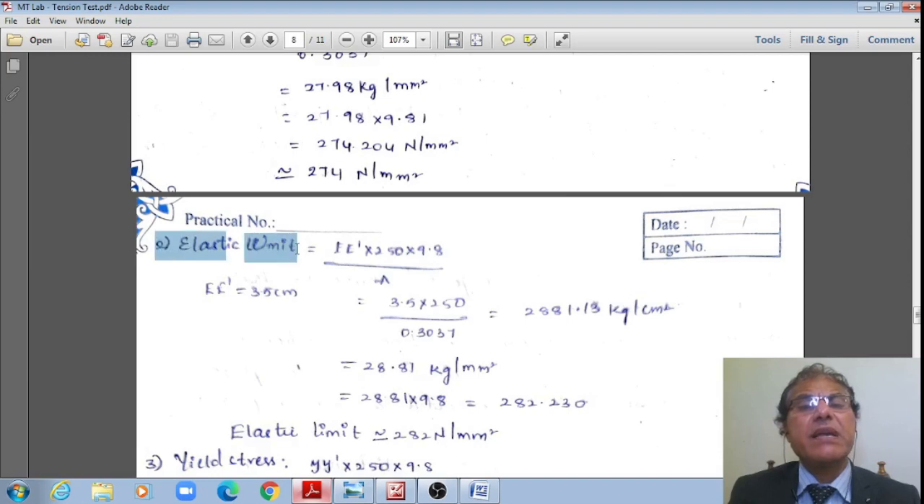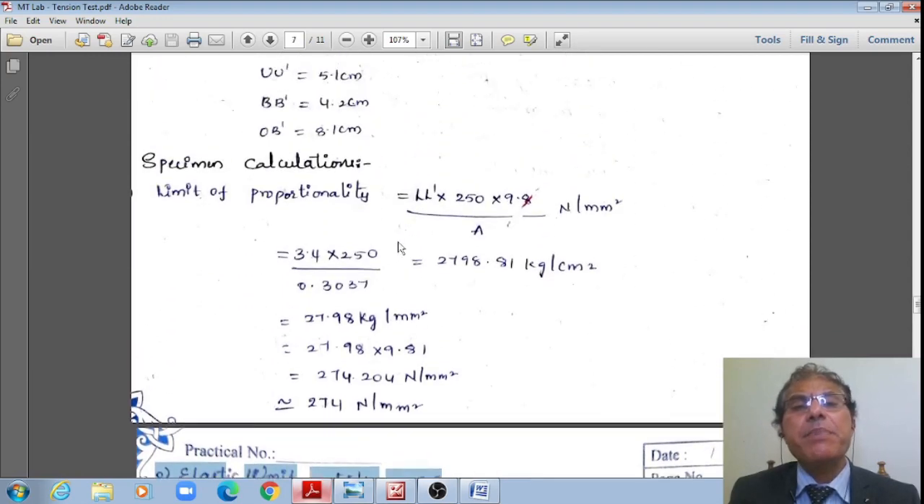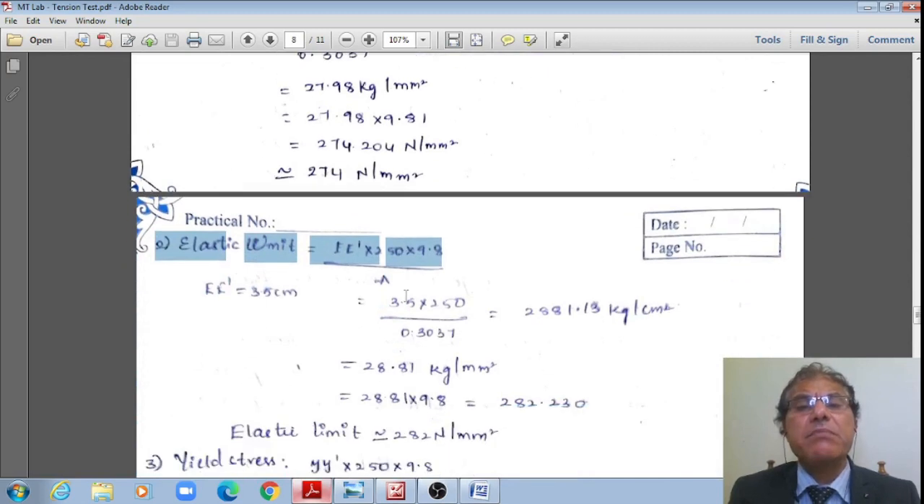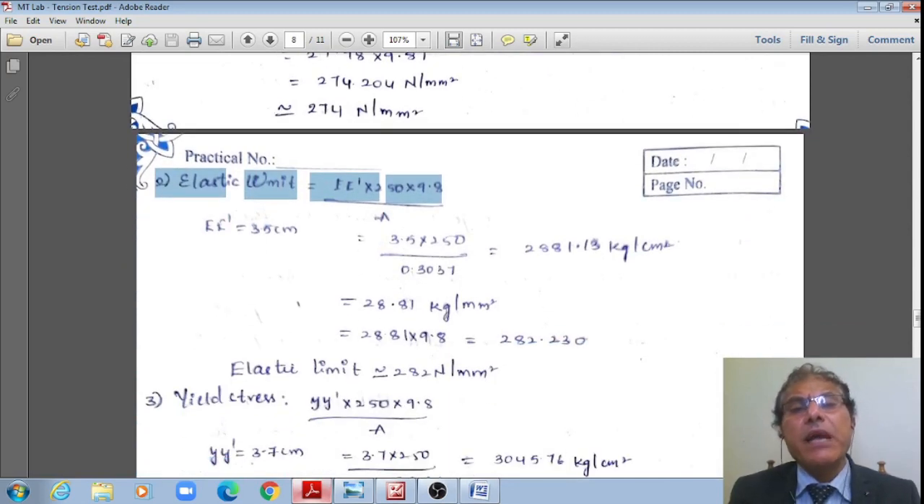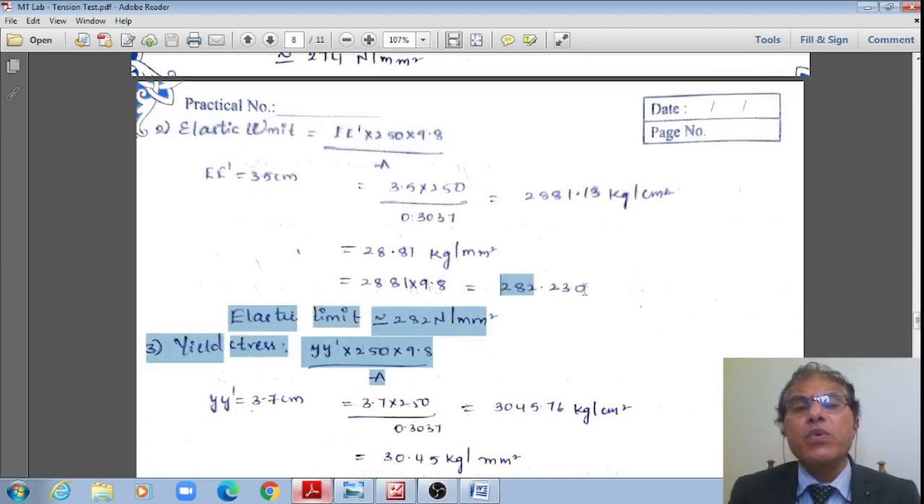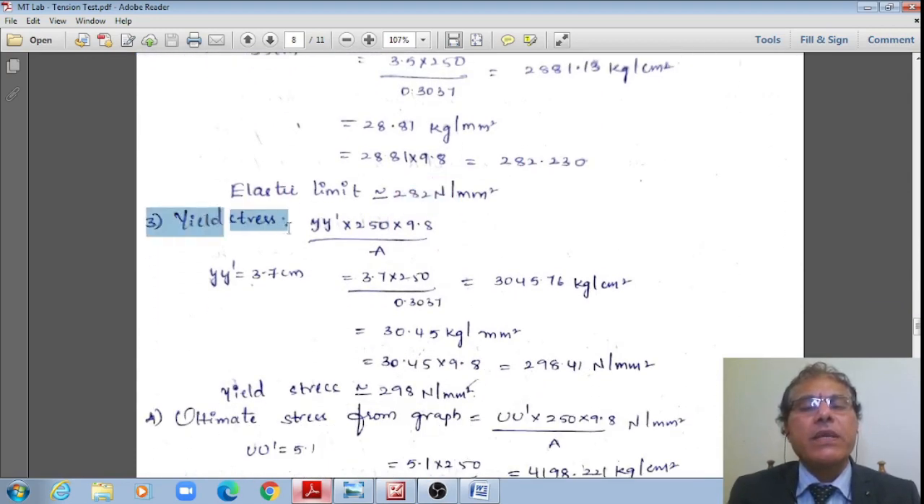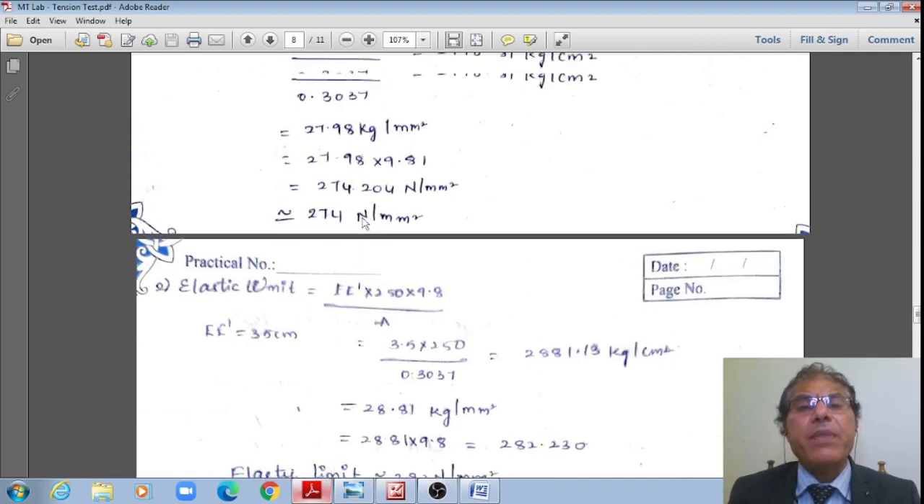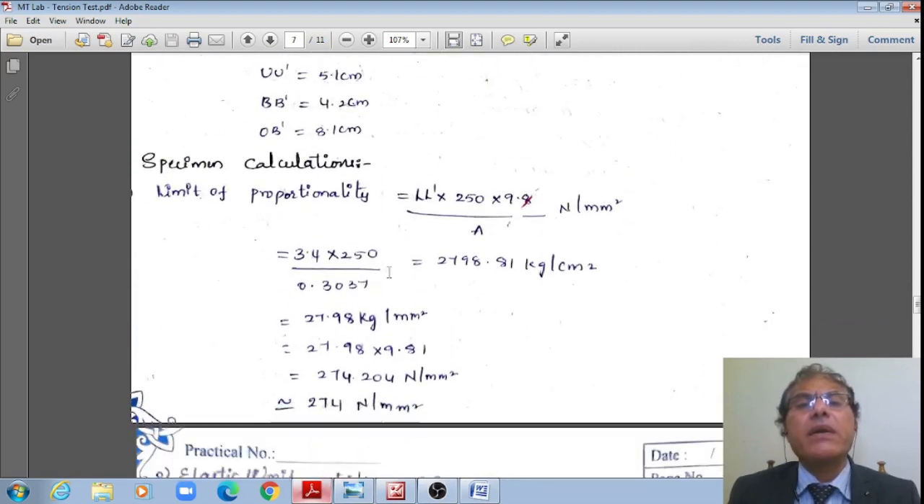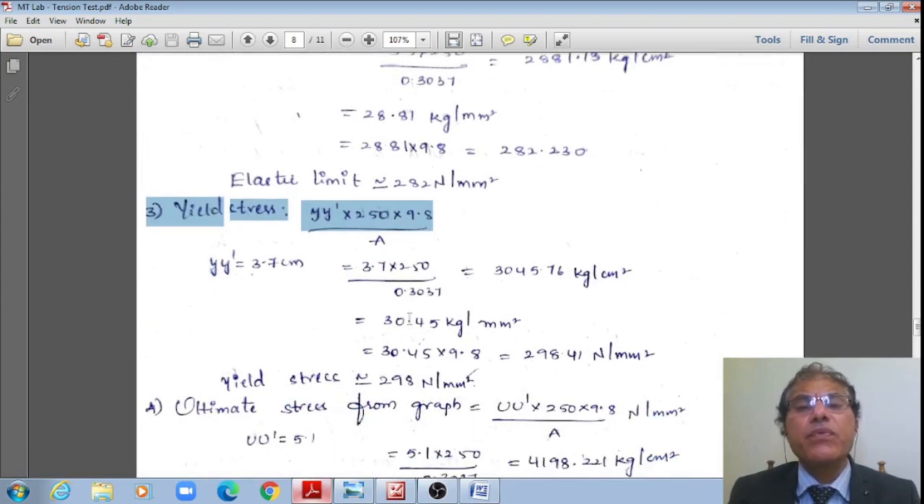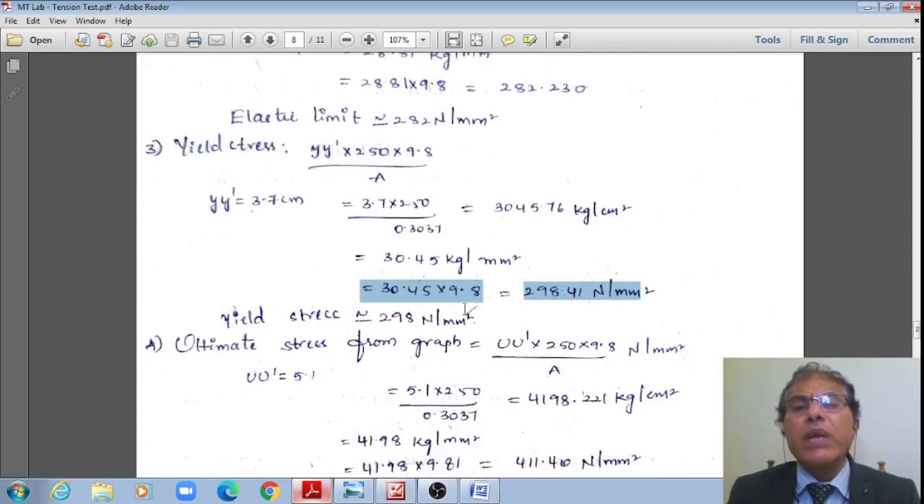Similarly, the elastic limit is EE prime. However, EE prime is equal to 3.5 centimeter, multiplied by 250, multiplied by 9.81, divided by this area. Now it works out, as I explained, right? I'll get 282.23, or say approximately 282 Newton per mm square, right? Similarly, the third one is the yield stress, which is YY prime. However, YY prime is equal to 3.9, therefore that multiplied by 250 divided by 0.3037 multiplied by 9.81, it works out, say, approximately 298 Newton per mm square to the nearest integer, right?